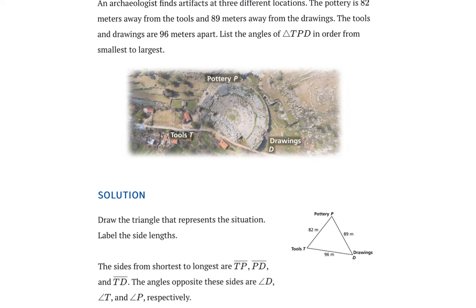An archaeologist finds artifacts at 3 different locations. The pottery is 82 meters away from the tools and 89 meters away from the drawings. And the drawings and the tools are 96 meters apart. List the angles of that triangle in order from smallest to largest. Well, they've sketched that out for us here. We have the 89, the 82, and the 96, and it says which angle is biggest.